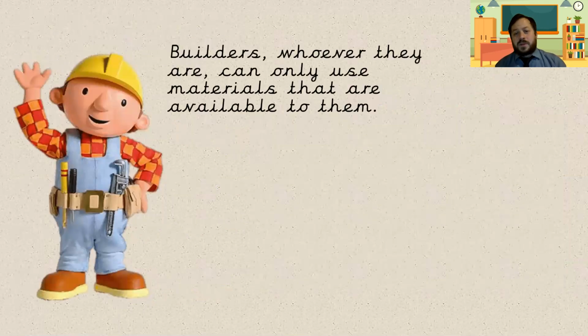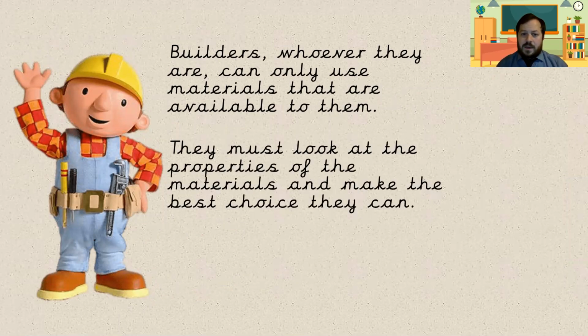So builders, whoever they are, can use any materials that they like, but they can only use materials that are available to them. And that's a massive stepping stone. If you think back to old buildings that you might have seen, a lot of them will have used natural materials like stone and brick because they are available to the builder at the time. They also need to look at the properties of those materials, and they need to make the best choice based on the property that that material has.